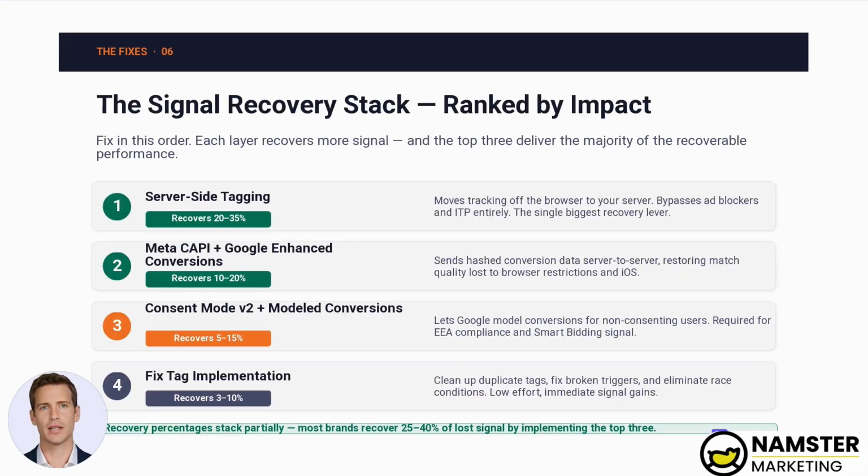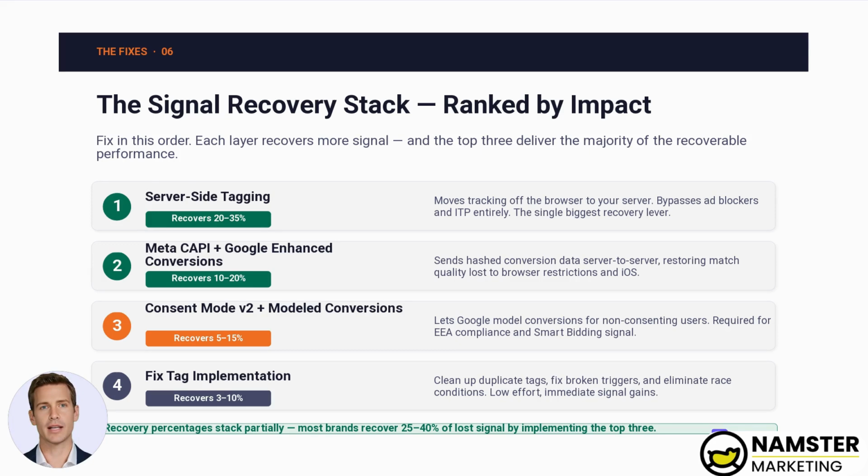Once the audit is complete, we deploy the Signal Recovery Stack, ranked by impact. The foundation of this stack is server-side tagging. By moving tracking from the browser to your own server, you bypass ad blockers and ITP, recovering 20 to 35% of your signal. This is the single biggest lever available to marketers today. The second layer involves implementing Meta Conversions API and Google Enhanced Conversions, which restores the match quality lost to iOS restrictions. The third layer is Consent Mode v2 and Modeled Conversions, allowing platforms to model data for non-consenting users while staying compliant with EEA regulations.